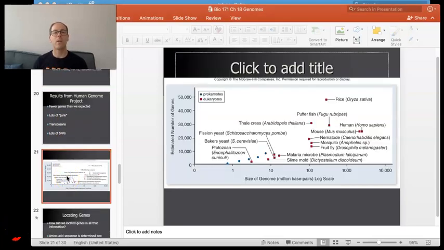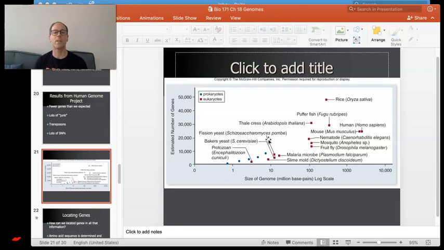So for example, these are just some of the things that we've sequenced. We've done prokaryotes like bacteria. We've done eukaryotes, so for example, yeast. We've done fruit flies, mosquitoes, nematodes, those roundworms, mice, pufferfish. We've done plants like thale-cress, which is a plant called Arabidopsis, which is used a lot in genetic studies, and crop plants like rice.